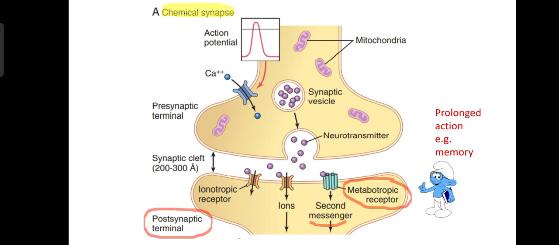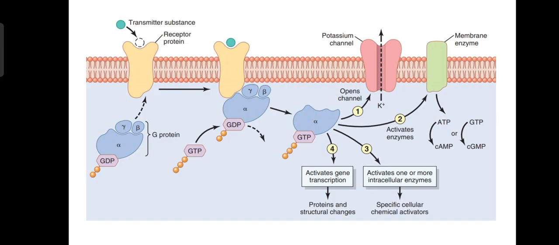Metabotropic receptors usually use a second messenger system, such as the G protein coupled receptors. These receptors have a slower action than the ionotropic receptors. However, they can have a more prolonged action, an example being their use in memory. This is showing an example of a metabotropic receptor. You don't have to know these biochemical details.